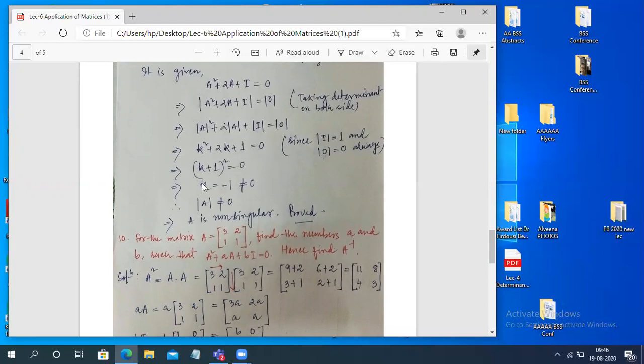From this we can easily write the value of K. It is K plus 1 whole square is equal to 0. That means K plus 1 is equal to 0, that means K is equal to minus 1. So since K is equal to minus 1, the determinant value is negative 1, which is not equal to 0. That means the determinant of A is non-zero. It means A is non-singular.